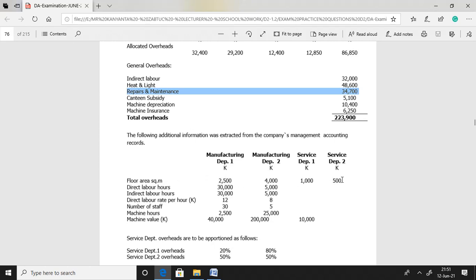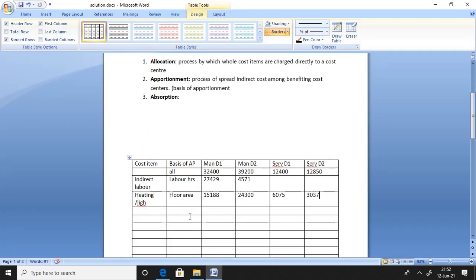So we know that the total of the floor area is 8,000, so we do the same. 25 divided by 8,000 multiplied by that cost, 4,000 divided by 8,000 multiplied by the cost. If you do that, these are the answers you're going to have. So we have the repairs cost, and we've used floor area as the basis of apportionment, and sharing that cost.